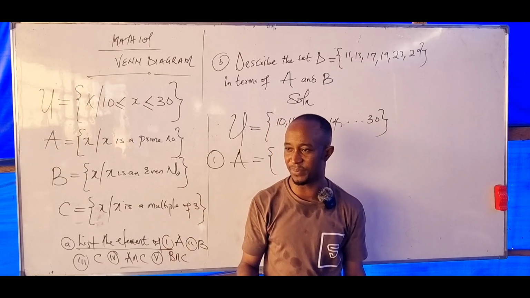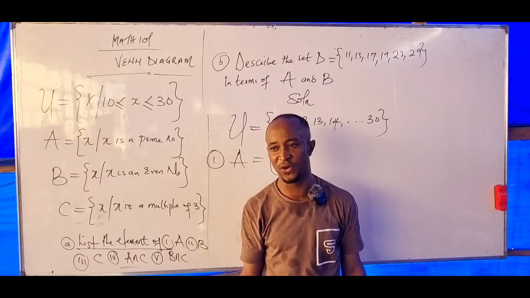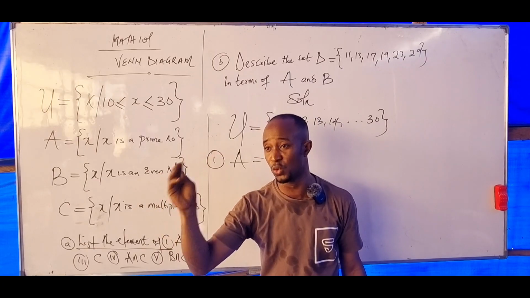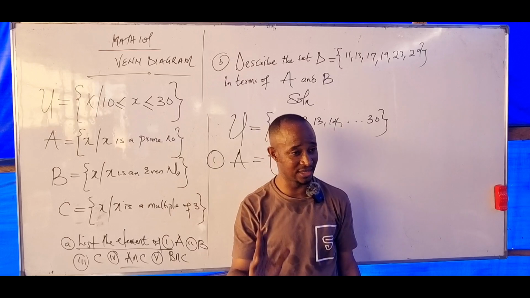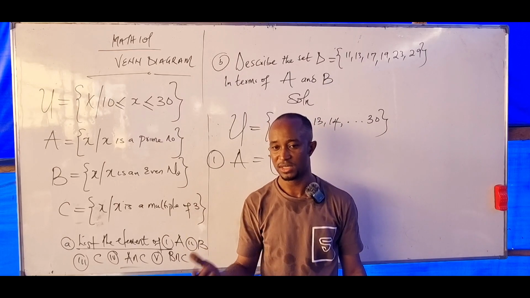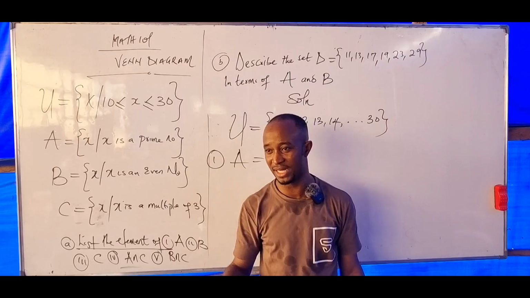Is 2 a prime number? Yes. Is 3 a prime number? Yes. Is 4 a prime number? No. Why is 4 not a prime number? It has 3 divisors: 1, 2, and 4. Are you getting the concept now? What of 5? What of 6? 7. You know what I'm saying?